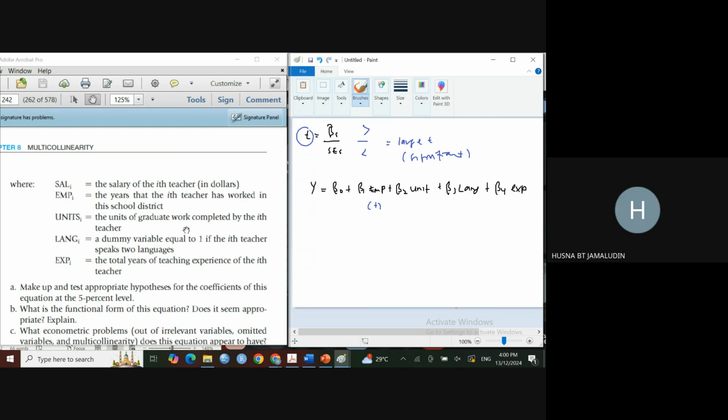If this is not a school teacher but a university lecturer, we are expecting them to do some research based work. Graduate work means research based stuff. But for the school teacher, they are never required to actually do research. So they just put it there to confuse you, to ask whether you think that this is a relevant or irrelevant variable. Okay, so what do you think about the unit, the graduate work? What will be the sign?